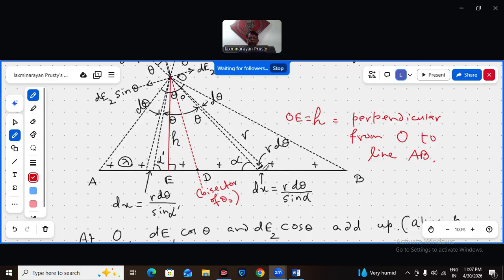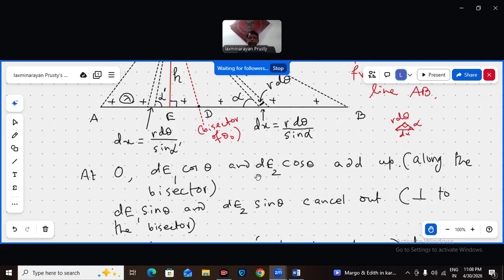So dx sine alpha will be r d theta. This is almost 90 degrees because d theta tends to 0. This is an isosceles triangle with r d theta. So this is dx, and this angle is alpha. What is r d theta? It is dx sine alpha. So dx is r d theta by sine alpha. This is what I got.